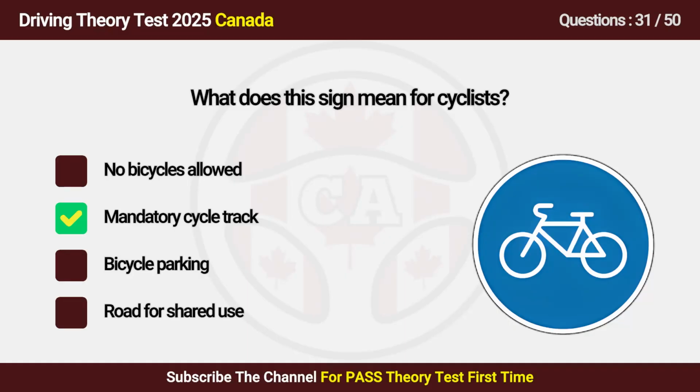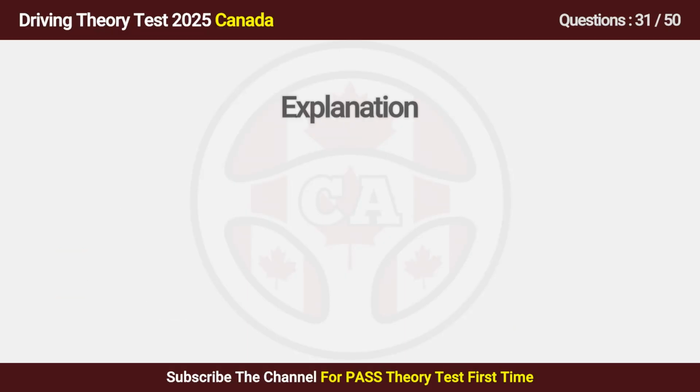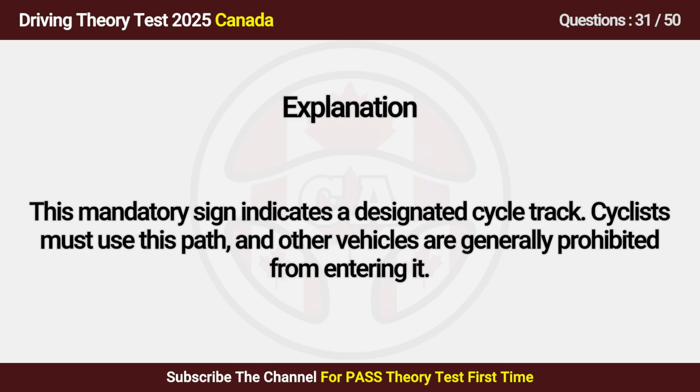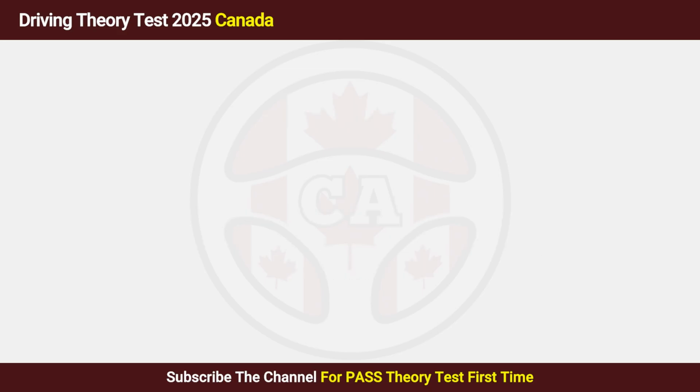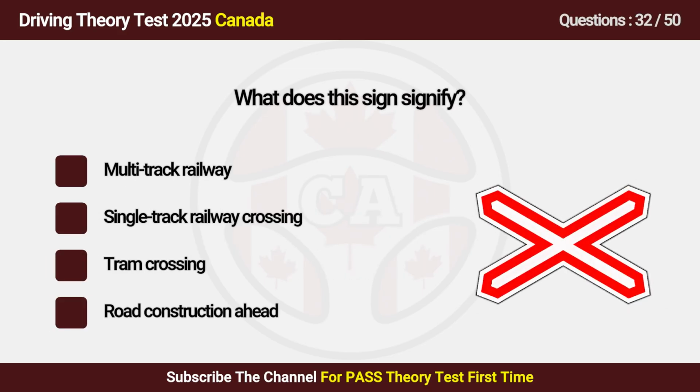Answer is B. Mandatory cycle track. This mandatory sign indicates a cycle track. Cyclists must use this path, and other vehicles are generally prohibited from entering it. Question 32. What does this sign signify?